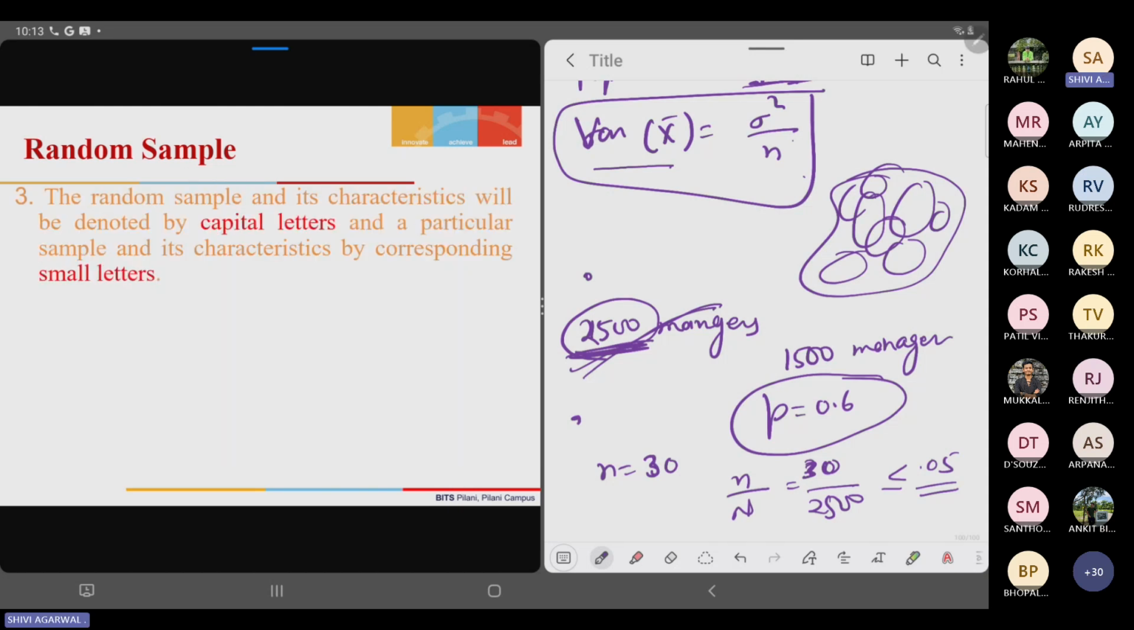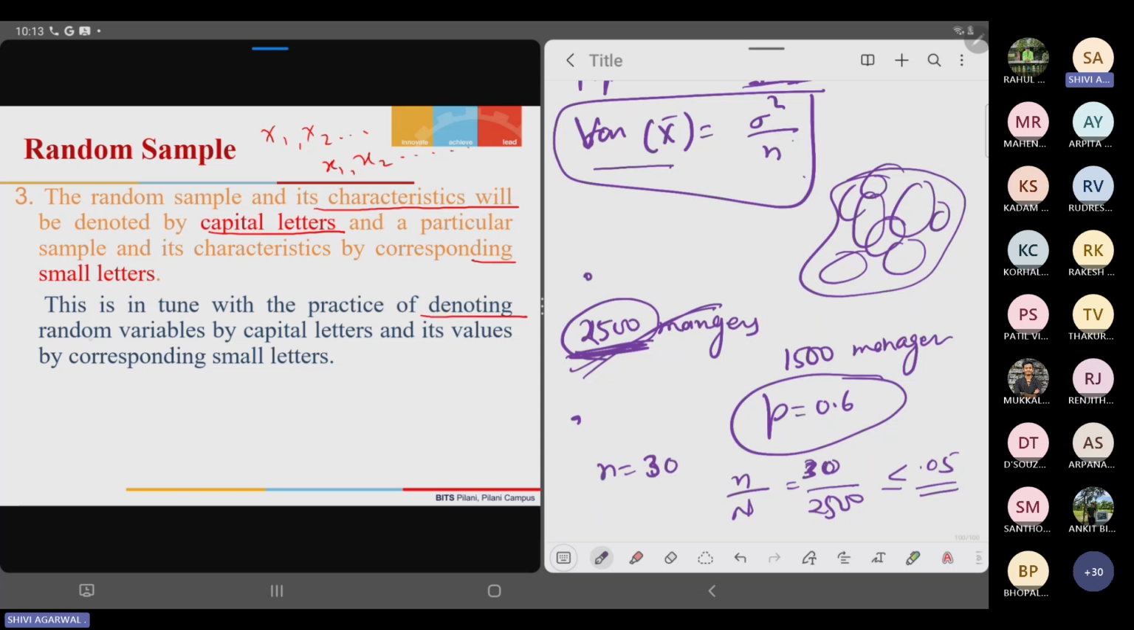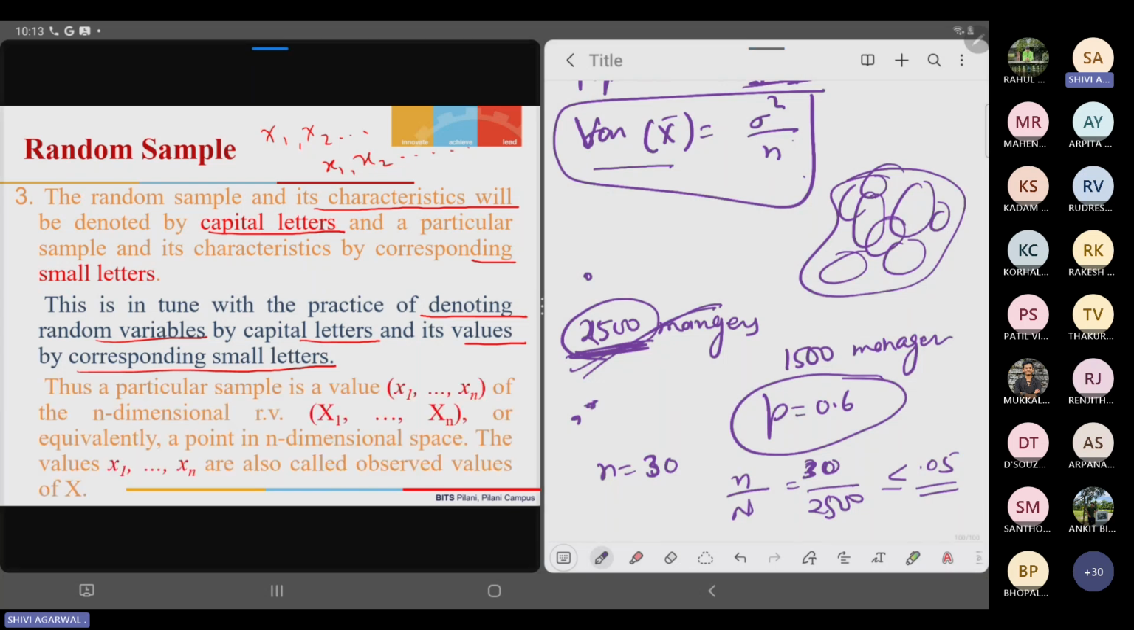Okay, so the random sample and its characteristics will be denoted by capital letters, X1, X2, X3, and its corresponding values by small letters, x1, x2 and so on. This is in tune with the practice of denoting random variables by capital letters and their values by small letters. Thus, a particular sample is a value x1, x2, xn of an n-dimensional random variable, equivalently a point in n-dimensional space. The values x1, x2, xn are called the observed values of X.